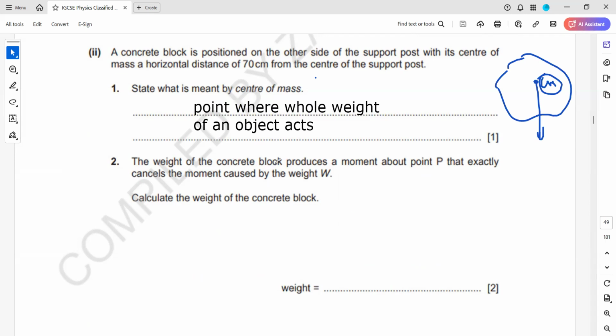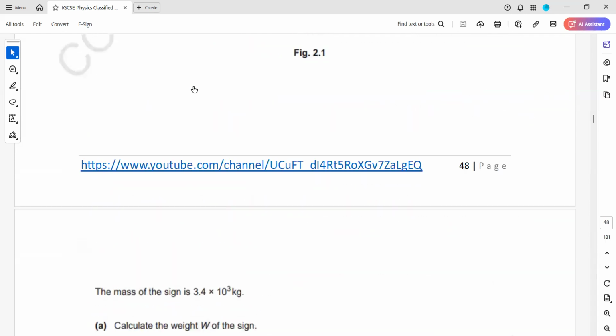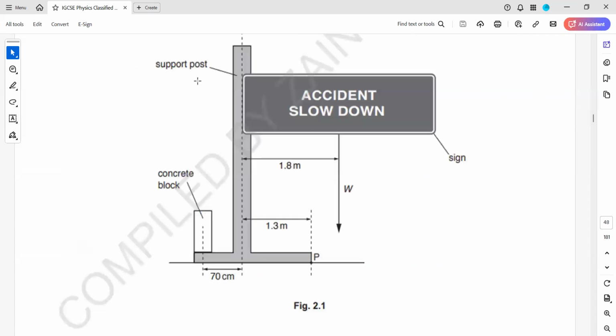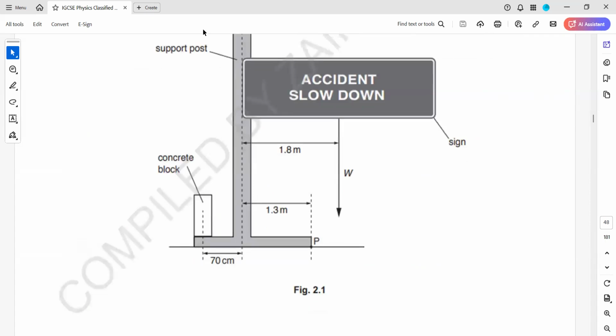The weight of a concrete block produces a moment about point P that exactly cancels the moment of the weight. Calculate the weight of the concrete block. So what they mean here is that the turning effect caused by the weight balances with the turning effect. This weight is causing a turning effect. Which direction will it cause a turning effect, clockwise or anti-clockwise? Clockwise.